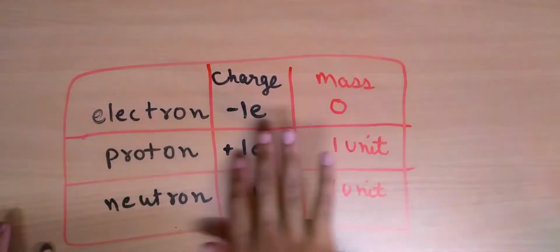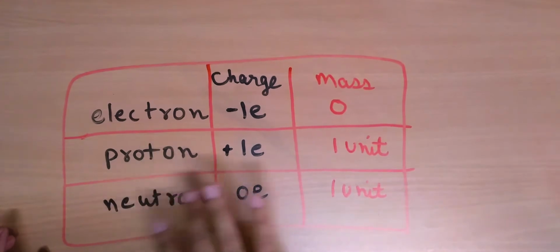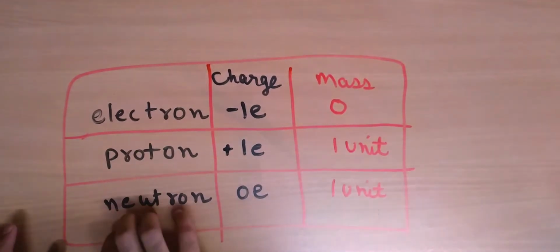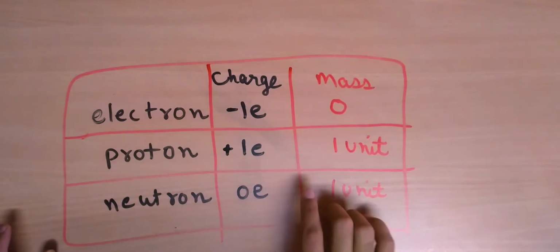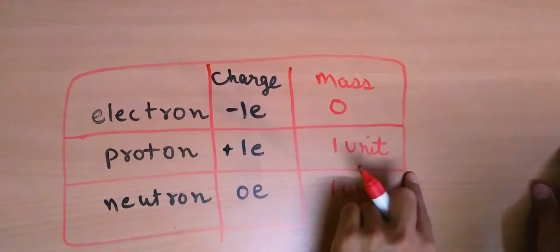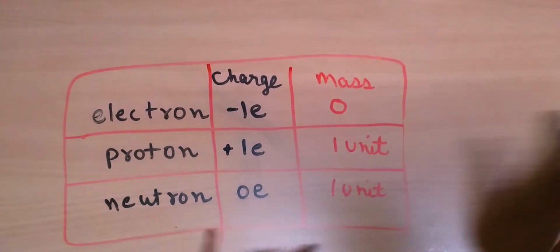So the electron has some charge but no mass. Proton has a positive charge and it also has some mass. The neutron has no charge but it has some mass equal to the proton. So that is it. It might look complicated but it is essentially easy.